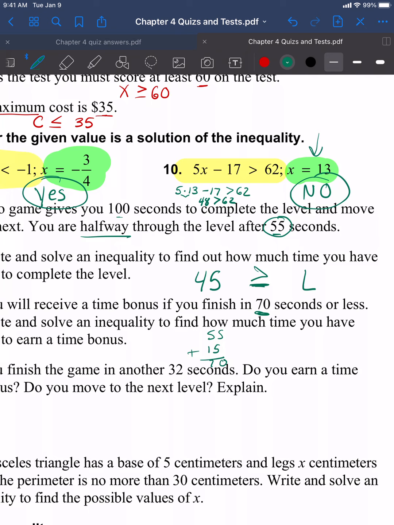So I'm thinking if it took me 55 seconds to do half the level, I don't know if there's any way I'm going to be able to finish in 15 seconds. Interesting. But, so I have to finish the level in 15 seconds to be able to go on. Would you agree? Or to get my time bonus?